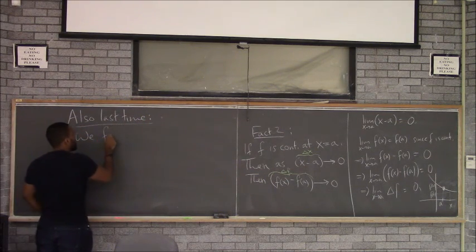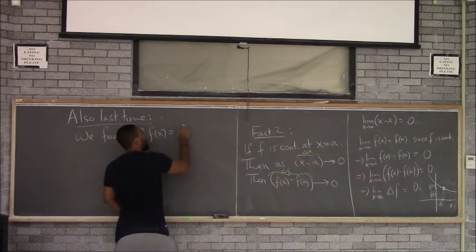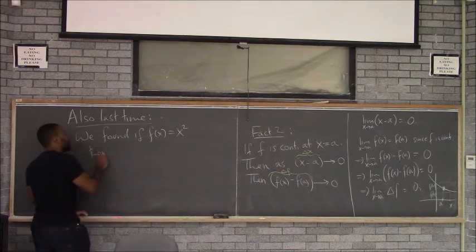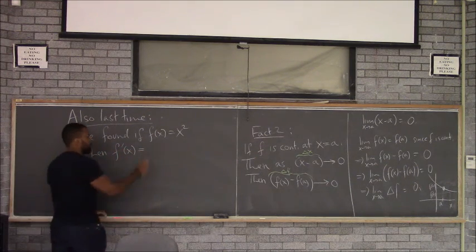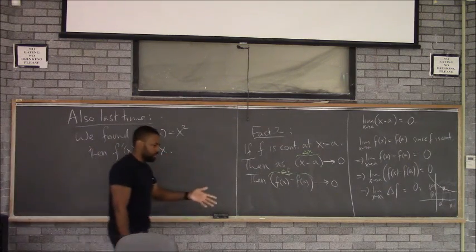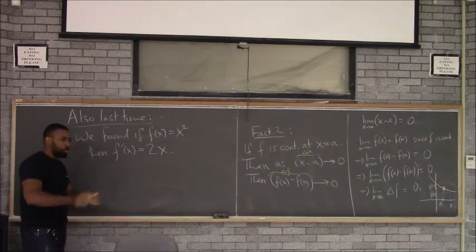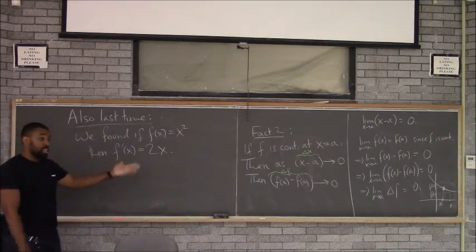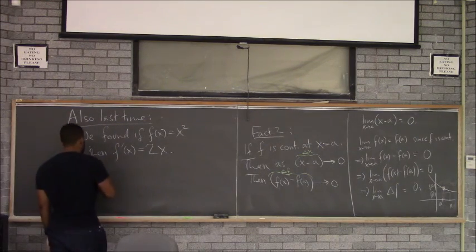Also last time, we found if f of x is equal to x squared, then what was the derivative of x squared? 2x. This is what we saw last time. We set up the limit as h approaches 0, f of x plus h minus f of x all over h. We did our mumbo jumbo, we canceled the h in the bottom, we plugged in h equals 0, and 2x popped out.